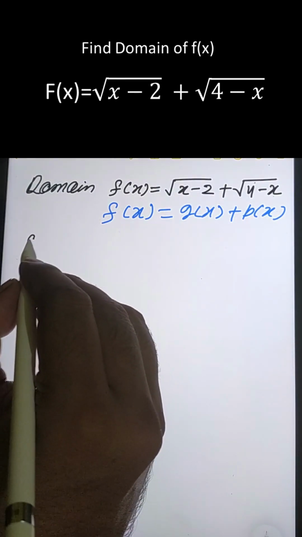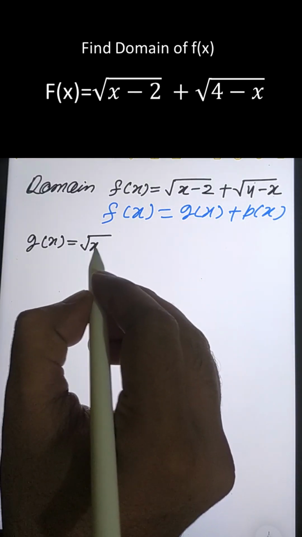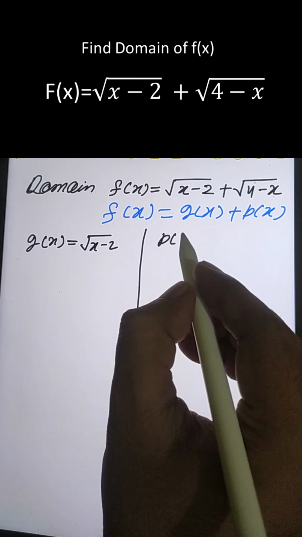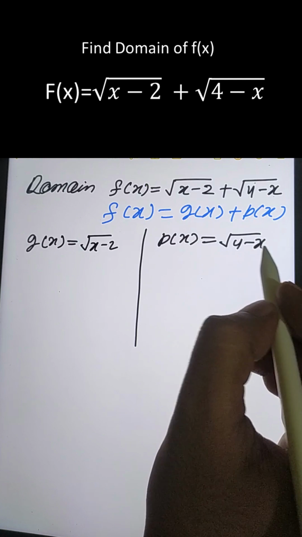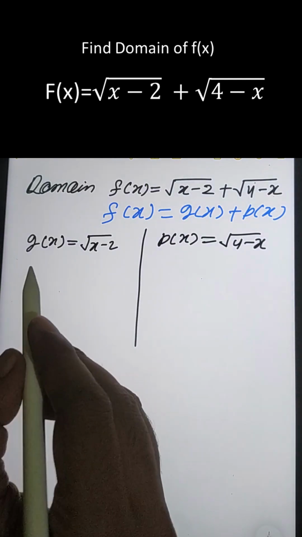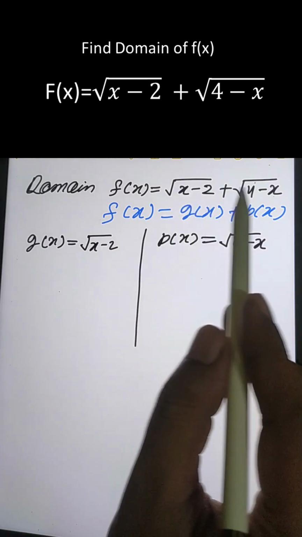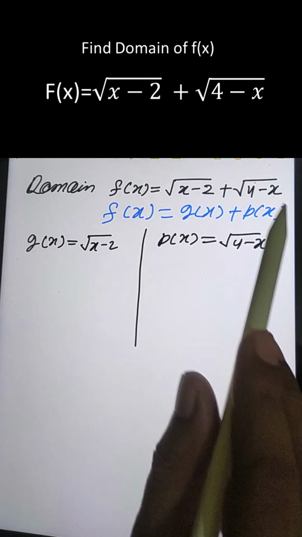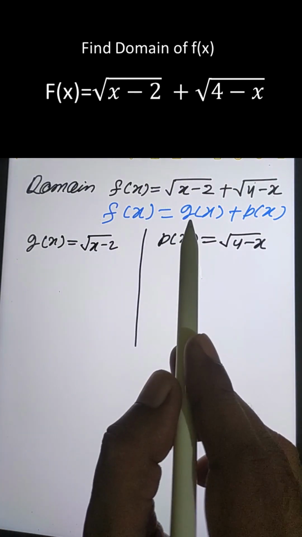First of all, we discuss g of x, that is x minus 2, and here p of x, that is 4 minus x. Clear or not? Now for this function, domain means for which values of x the whole function is defined. That is the domain of the function. Clear or not? So we discuss them one by one.